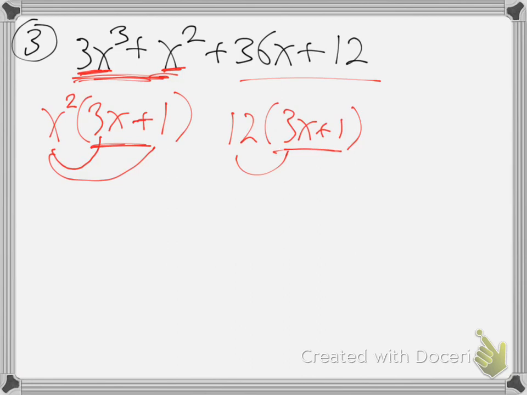12 times 3 would be 36. And 12 times 1 is 12. And don't forget this plus sign in between. Remember how the two parentheses are always the same? Use that to your advantage when you do the 2-2 split. All right, now, are we done? Is that it? How do you know you're not done?